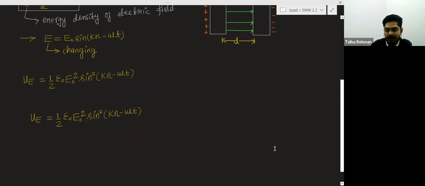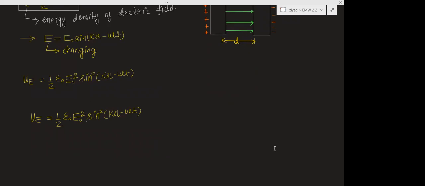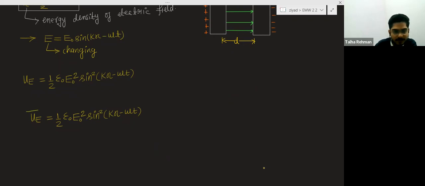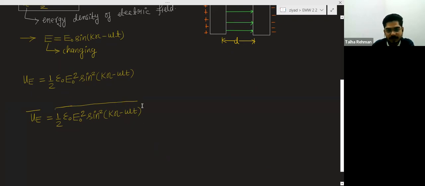Like for the current changing, we take the average. We calculated the average value of the current. So we will take the average value of this. This symbol, this bar, represents the average. And I have told you the average value of sine square theta for any value of theta is equal to half.